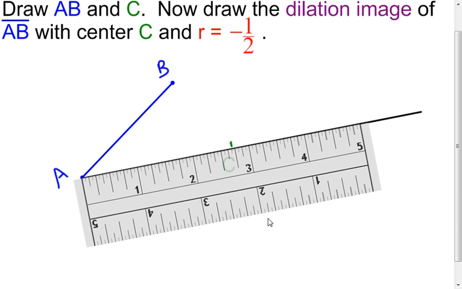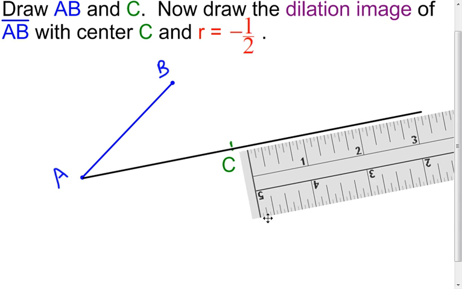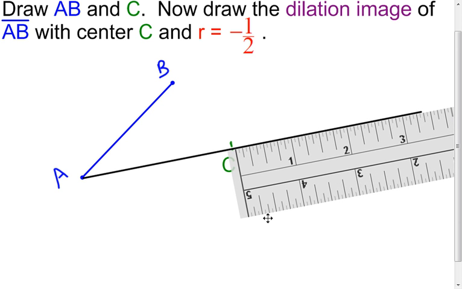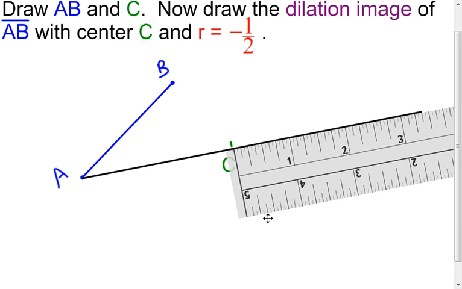Now that's telling me that from A to C is 2 11/16. So then I'm going to have to cut that in half because my scale factor is 1/2, or the absolute value of it is 1/2. Half of 2 11/16 would put me at 2 11/32, which I'm not going to be able to do because I don't have 32nds on here. But that's going to be close to 1 3/8.